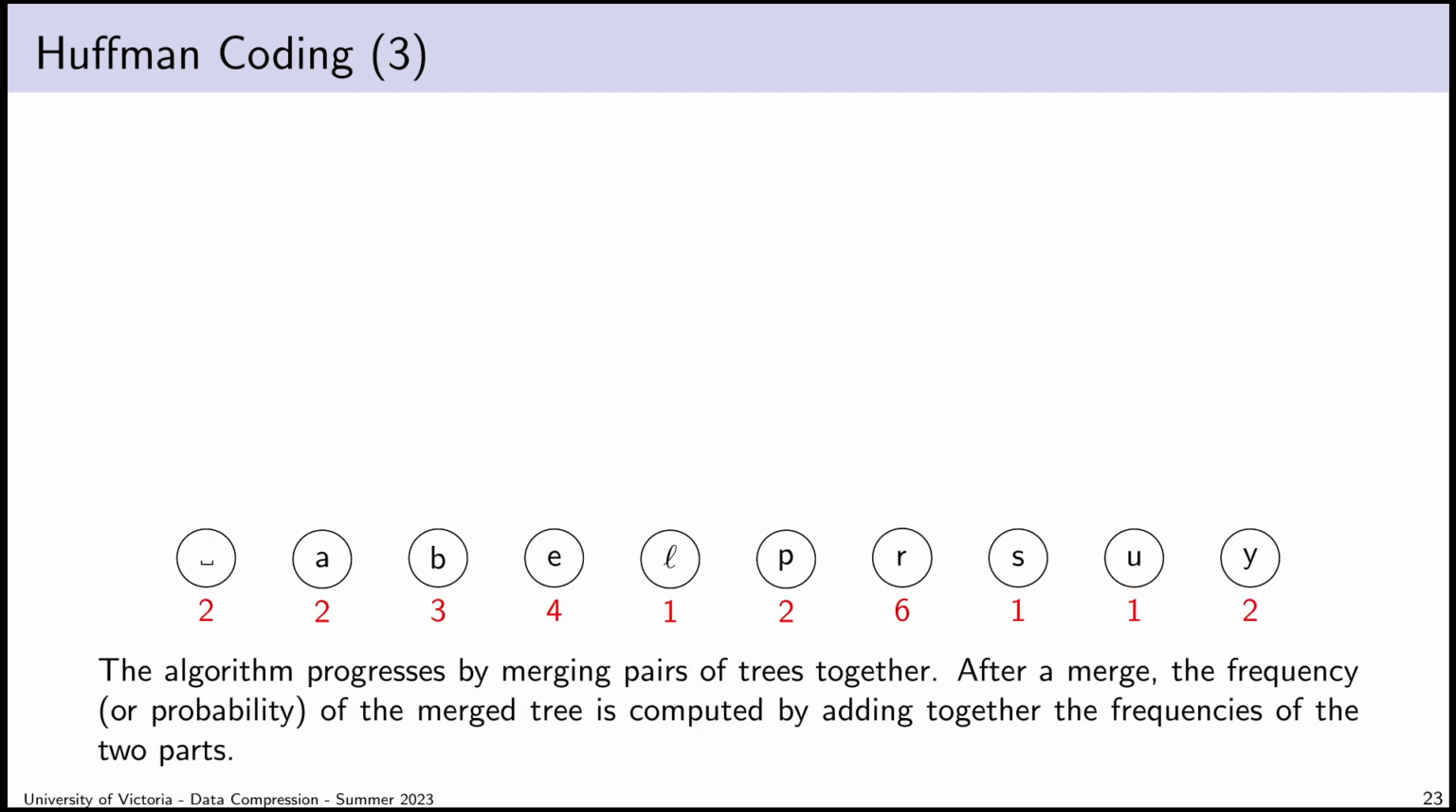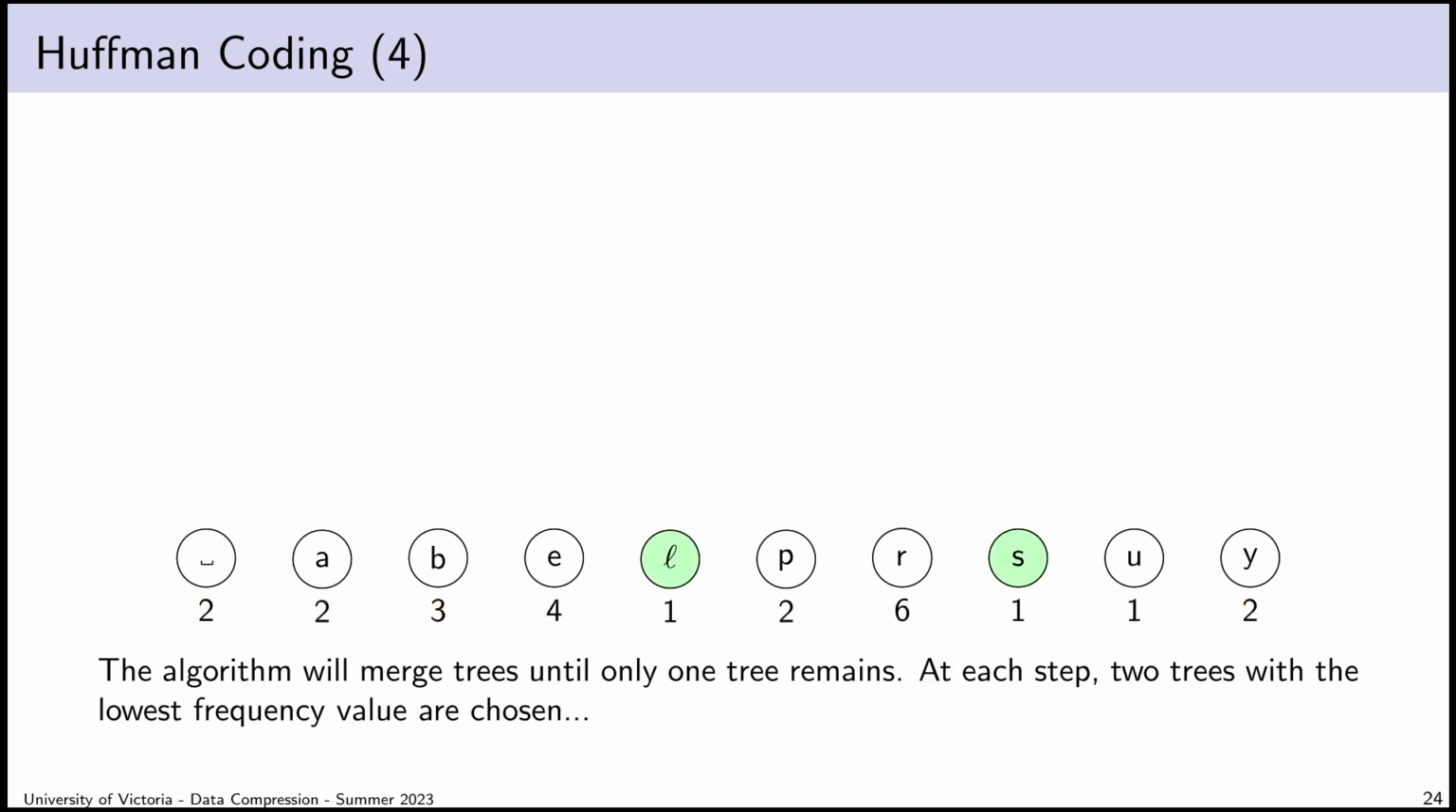And so the algorithm is going to progress by merging pairs of trees together. So each step is just going to pick 2 trees and then merge them together and then put them back into the collection of trees. And the way that we do this is at each step, we choose 2 trees with the lowest frequency values. So the tree with the lowest and the tree with the second lowest frequency value.